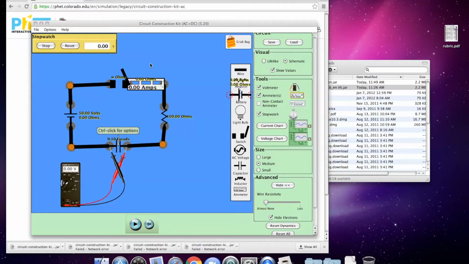Now you'll notice in the upper left-hand corner, I have a stopwatch. The stopwatch is going to time for us the decay of the current and the growth of the voltage across the capacitor. You'll notice at the bottom of the screen there's a play button. Right now it is on play. I'm going to pause the screen. Oh, no, I'm sorry. I started the screen. I'm so sorry. I kind of messed that up.